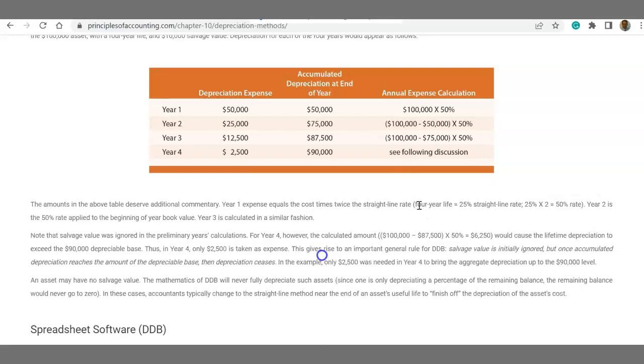So what you do is this. 100% of the equipment divided by 4 years life gives you 25%. 25% times double declining, which is number 2, gives you a 50% rate, and that's how you calculate the rate.